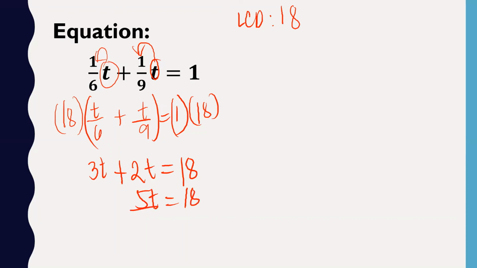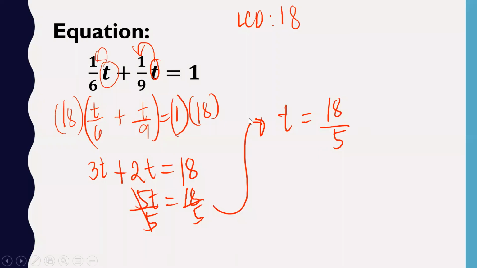Now, we still have a coefficient of t, so divide both sides by 5. Our value of t is 18 over 5. So, when we divide 18 over 5, the answer would be t is equal to 3.6. Shall we say 3.60 in decimal?